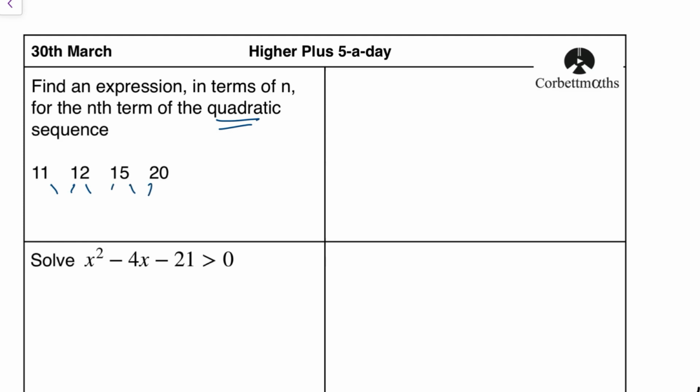I'm going to do that by looking at the difference between 11 and 12, which is 1. 12 to 15 is 3, and 15 to 20 is 5, which means my second difference is 2, because my differences go up by 2. Now, if my second difference is 2, that means my a is equal to 1. In other words, when I'm thinking about the nth term in my quadratic sequence, which is an squared plus bn plus c, my a term is going to be 1.